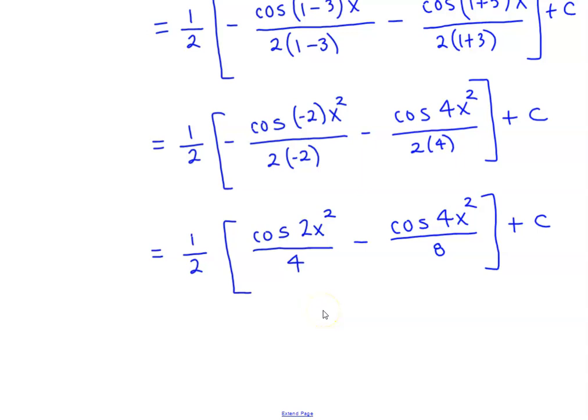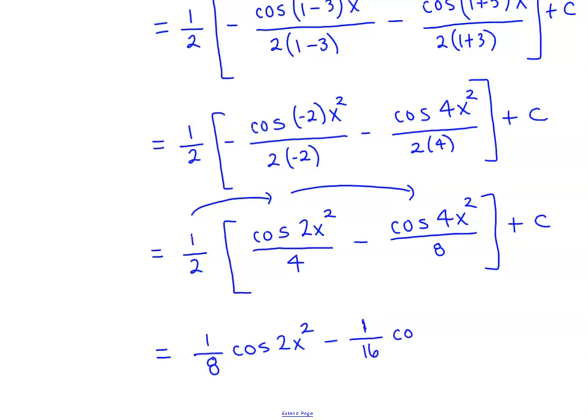And so now all we've got to do is distribute the 1/2 to both terms. So we get the following. We get 1 over 2 times 4, which is 8, times the cosine of 2x squared, minus 1/2 times 1/8 is going to give us 1 over 16, times the cosine of 4x squared plus c.